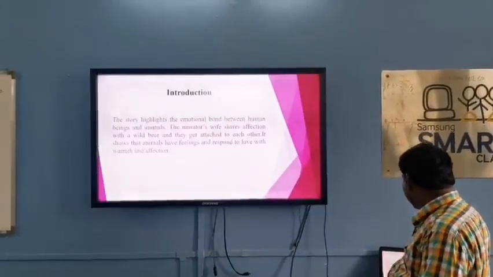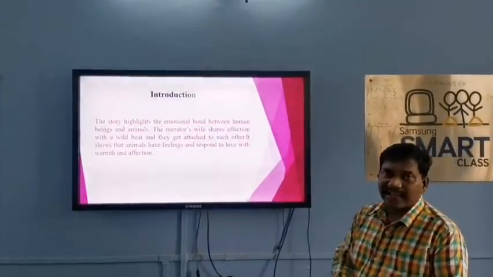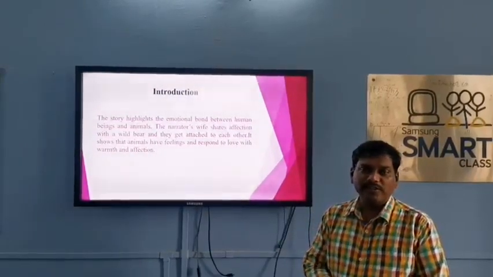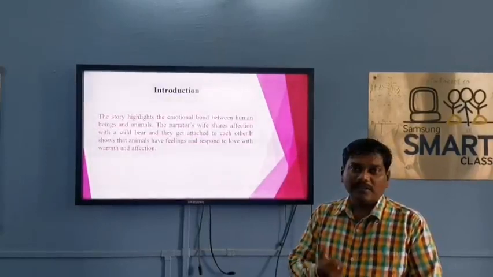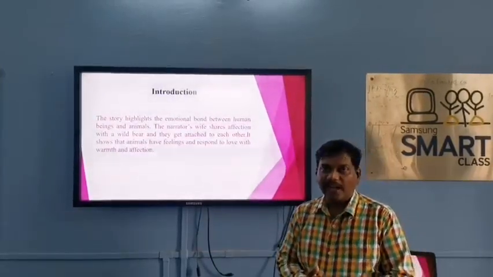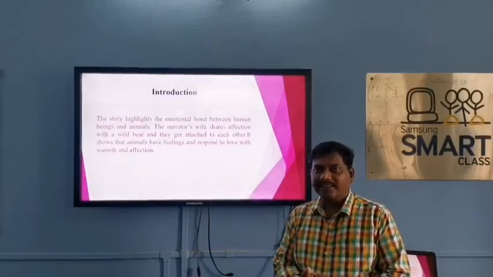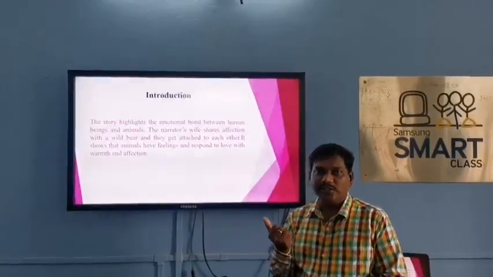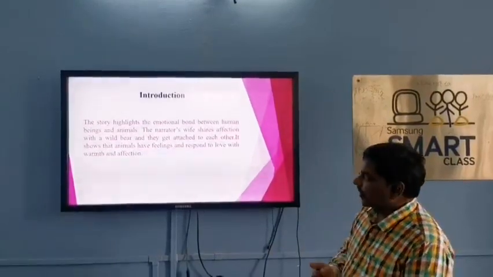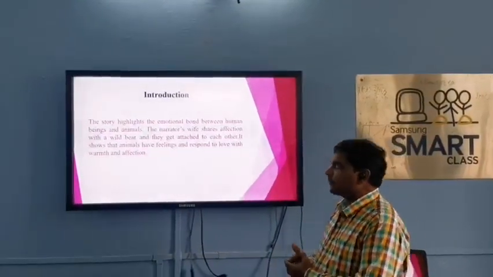In this chapter, he has highlighted the bond between human being and animal. Now let us see how he has highlighted the bond between human being and animal in a befitting way. Let me introduce this chapter.